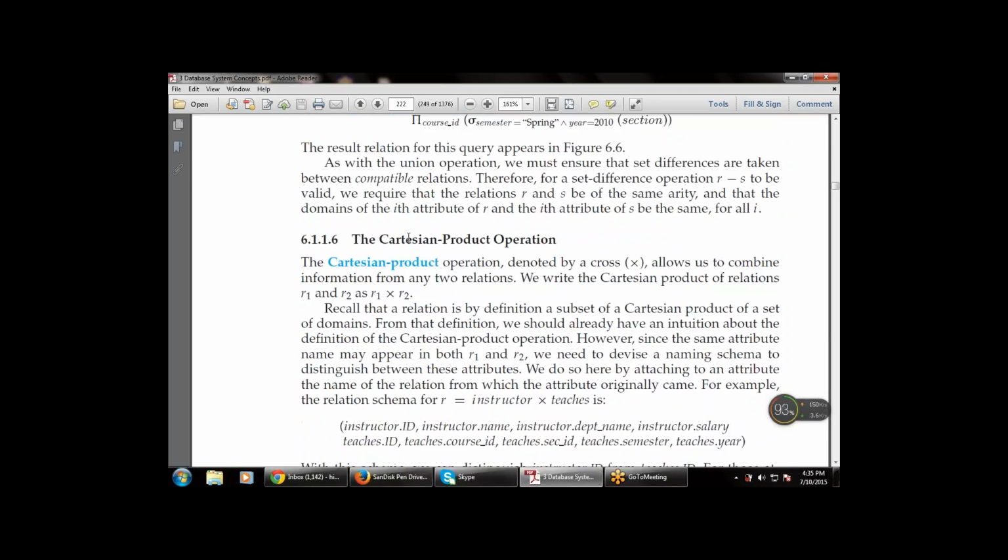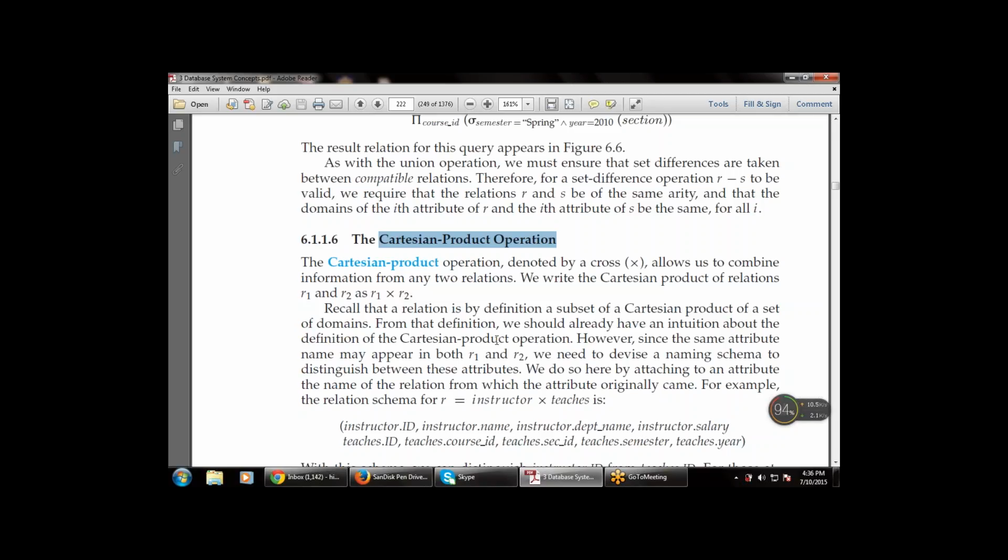Next is the Cartesian product operation, today's topic: how to multiply two relations, or how to find the product of two relations. The Cartesian product operation, denoted by the cross sign, allows us to combine information from any two relations. We write the Cartesian product of relations R1 and R2 as R1 times R2.